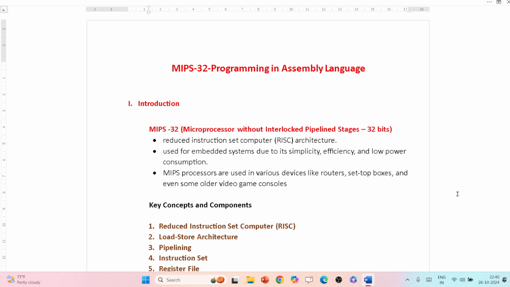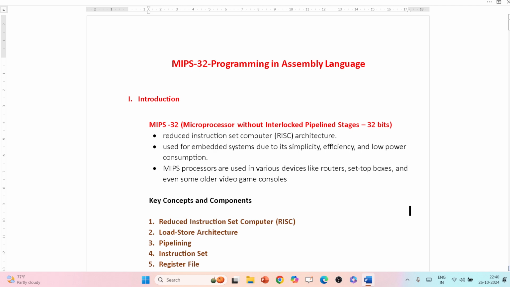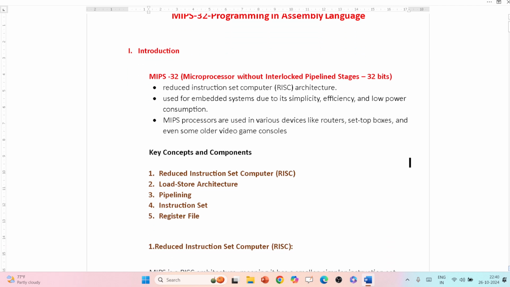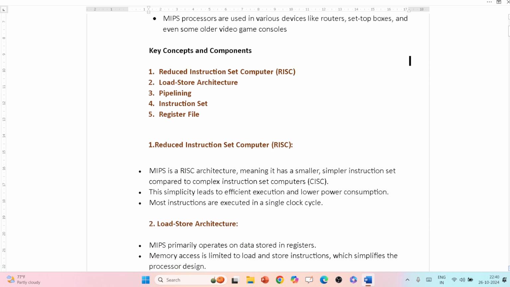The key concepts and components are listed here. The first one is the reduced instruction set computer. The second one is the load store architecture. The third one is the pipelining. Fourth one is the instruction set. And the fifth one is register file. So we'll see one by one in detail. Reduced instruction set computer.